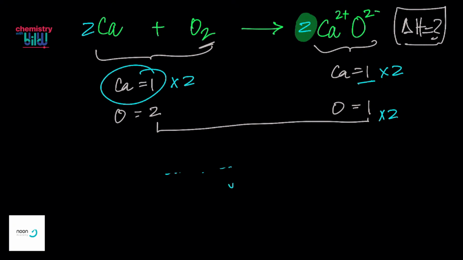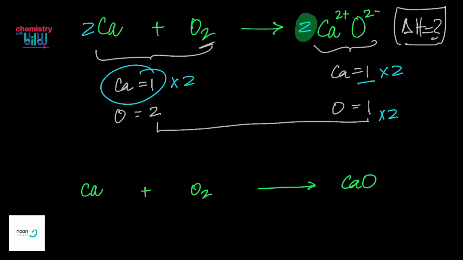Let me show you another way of balancing the same thing. Now that might require you to use fractions. Okay, let me write that again. So calcium and oxygen had become calcium oxide. Forget the ions, forget everything. All right.